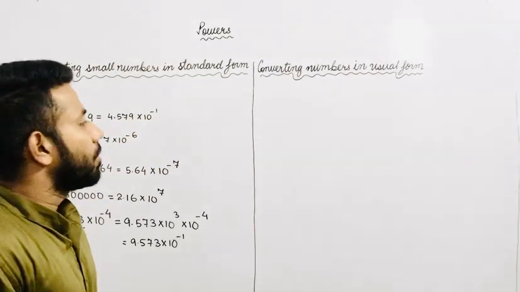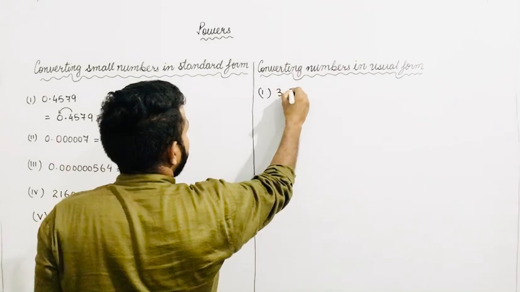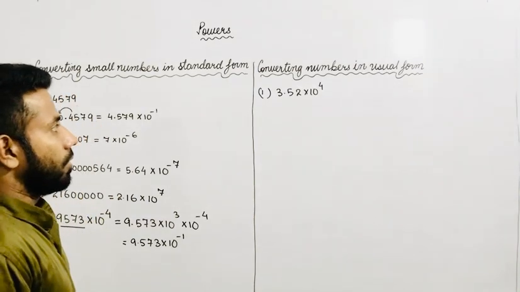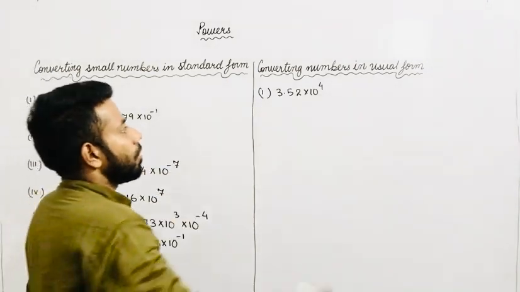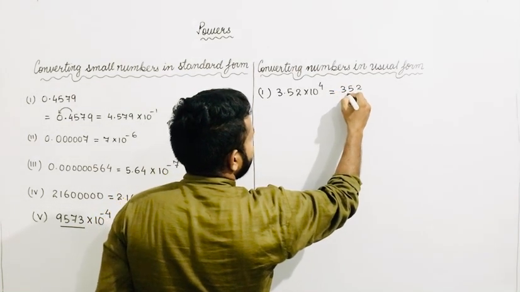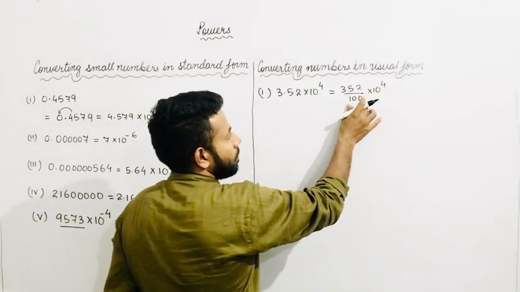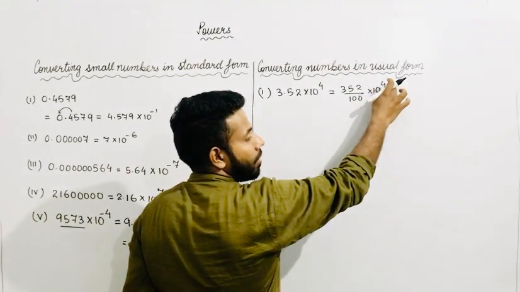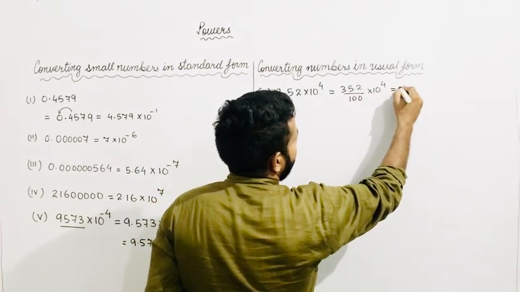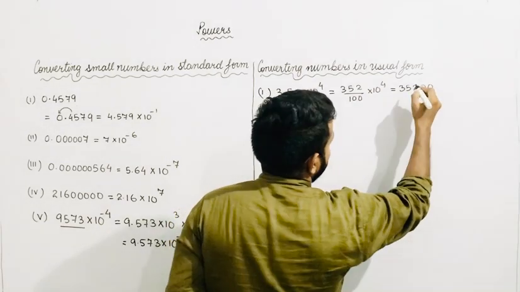Now we will do converting numbers into usual form. What we do is remove the exponent. 3.52 into 10 to the power 4. Very simple. You can write it as 352 by 100 into 10 to the power 4. That is 352 by 10 to the power 2, into 10 to the power 4. It becomes 352 into 10 to the power 2, that is 352 followed by two zeros.